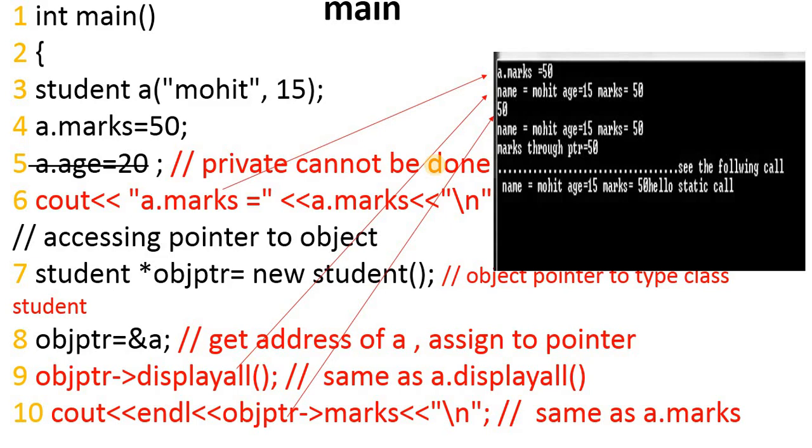Now you could do the same thing without all this complex pointer type of convention. You could use simple a.display all also. You could have done that too, but efficient programmers always use pointers. Remember that. In line number 10, you can see that you are just printing out the marks of the object a through an object pointer. You can see the display being printed 50.